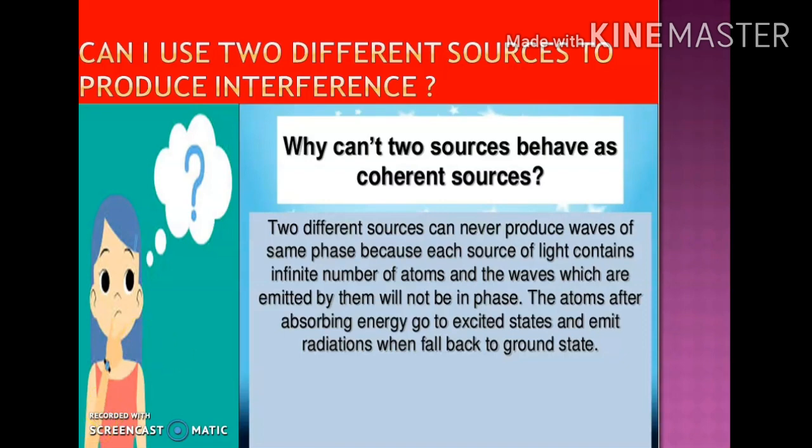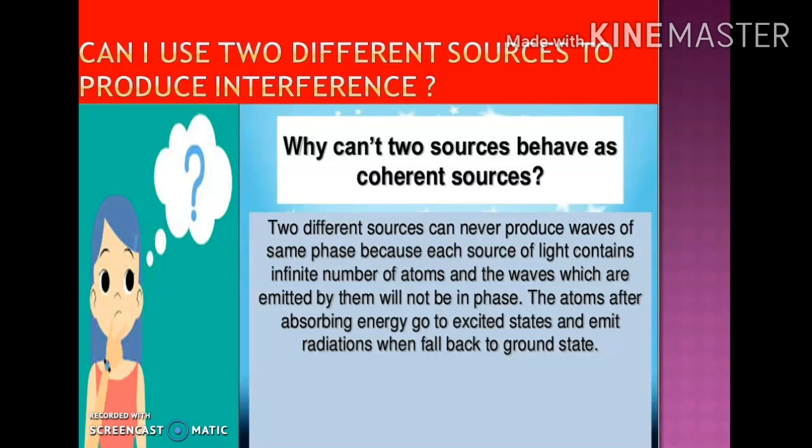Now the question arises: can I use two different sources to produce interference? Why is there a need to use a single source to produce the two coherent sources? The answer is no, I cannot use two different sources to produce interference, because two different sources can never produce waves of the same phase, because each source of light contains an infinite number of atoms, and the waves emitted by them will never be in phase. The atoms, after absorbing energy, go to excited states and emit radiations when they fall back to the ground state.